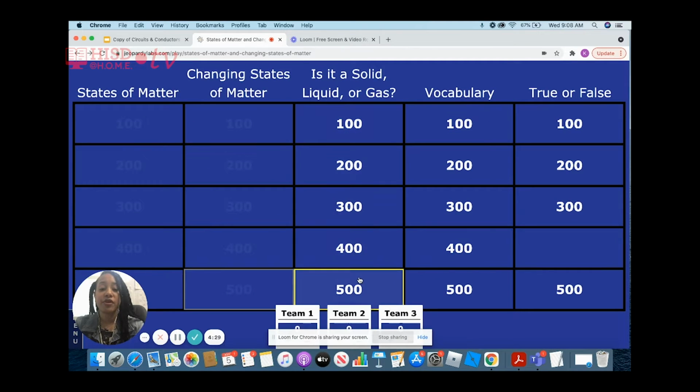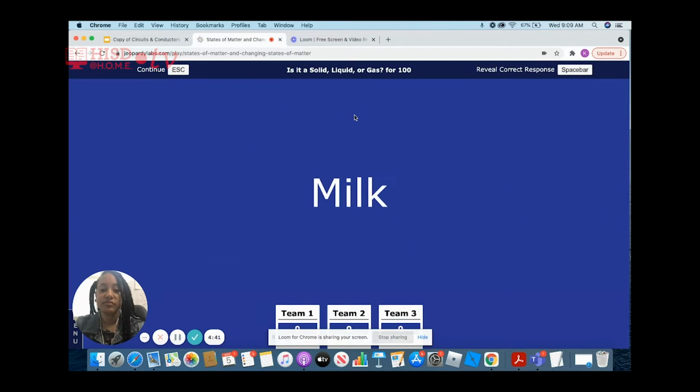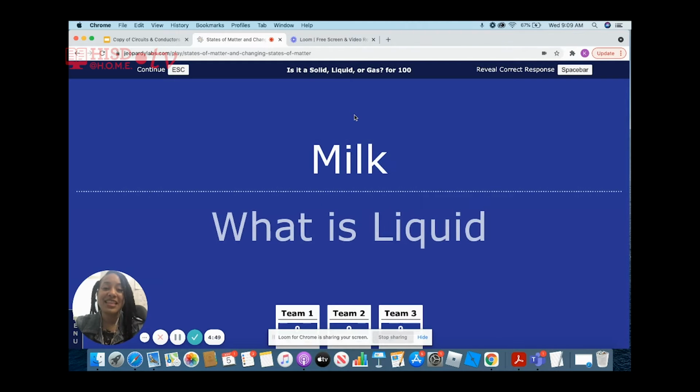Moving on to our third column, it is labeled, is it a solid, a liquid, or a gas? So we're going to identify which of the 3 it may be, starting with number 1 for 100. Milk. What is milk? A solid, a liquid, or a gas? Yes, that milk that they serve in the cafeteria every day is a liquid.